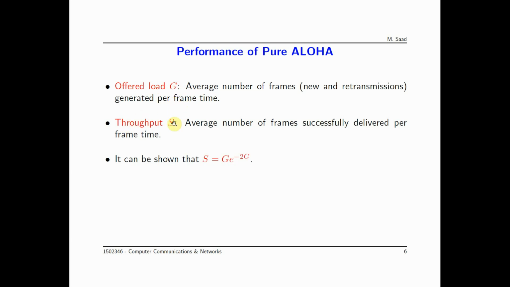Now, what is the throughput, which we give the symbol S? The throughput is not the average number of attempted frames. It is the average number of frames successfully delivered in every frame time. Again, to imagine this frame time well, let me use the same example. Imagine that it takes 1 millisecond to deliver a frame.